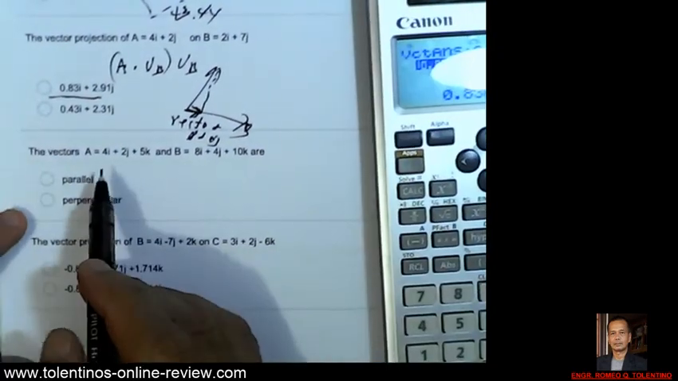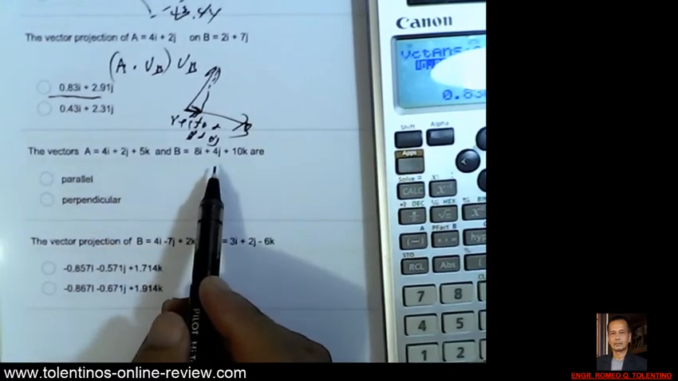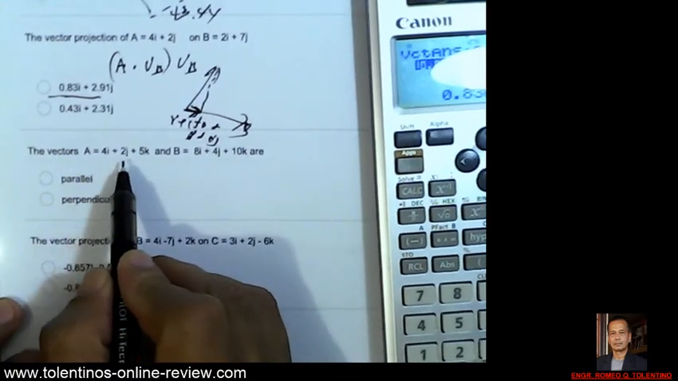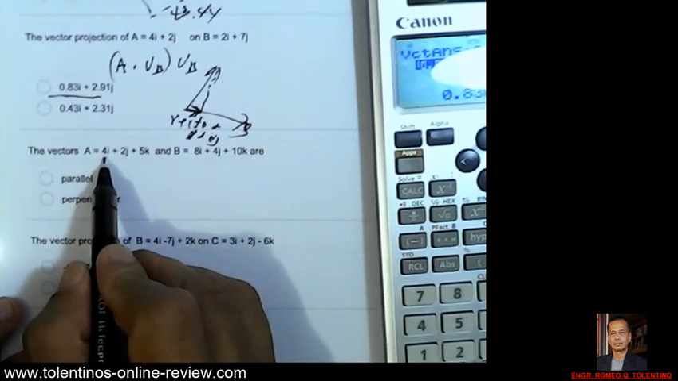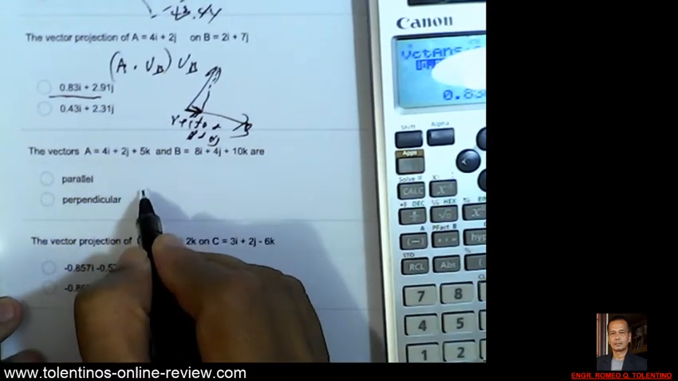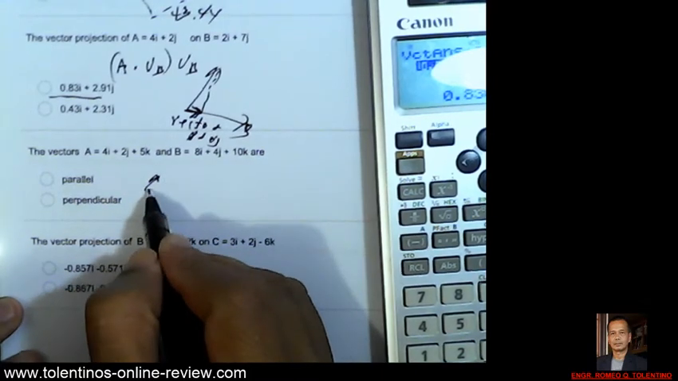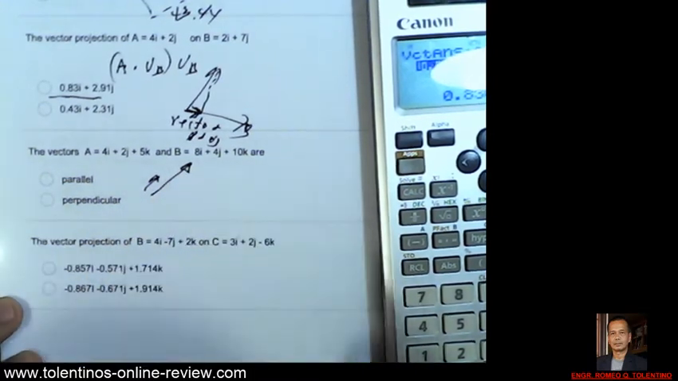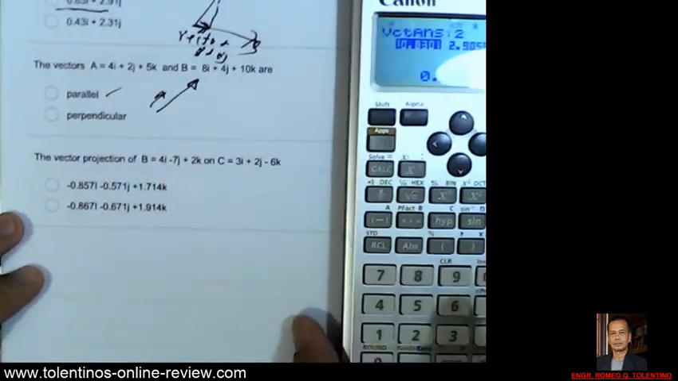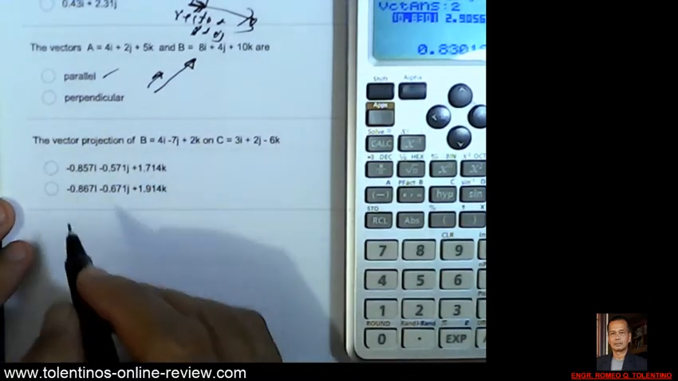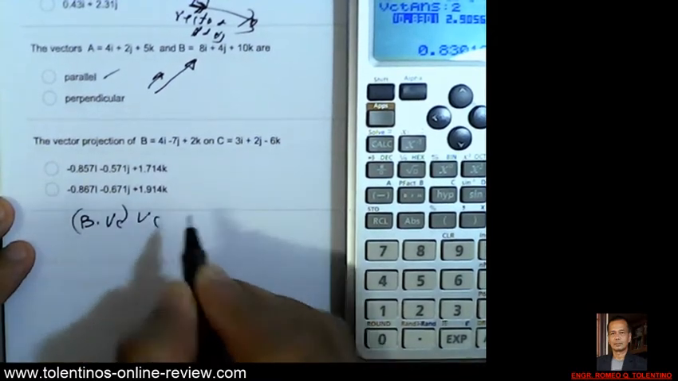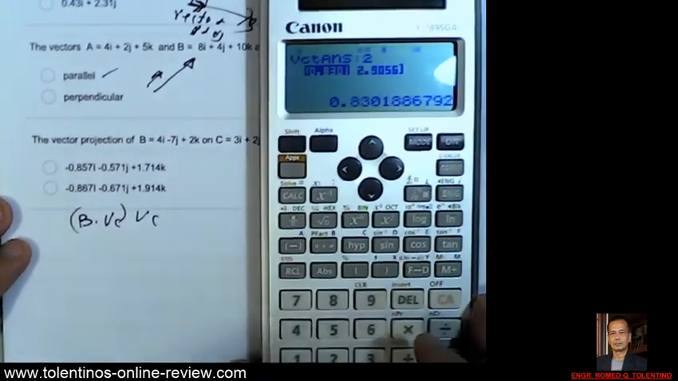Now here, the vectors 4i plus 2j plus 5k and 8i plus 4j plus 10k are parallel or perpendicular? Now, tingnan mo, pag multiply ko ng 2, magiging 8, 4, 10, edi ibig sabihin, yung isang vector, mas malaki lang ng dalawa, ibig sabihin, parallel siya. So, ito naman, vector projection of B on C. This is again B dot UC times UC. Okay, yun yung concept ng vector projection, no?